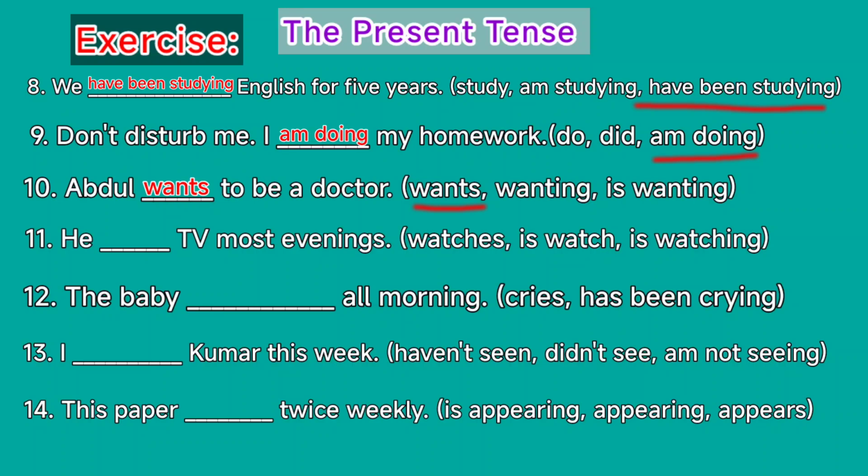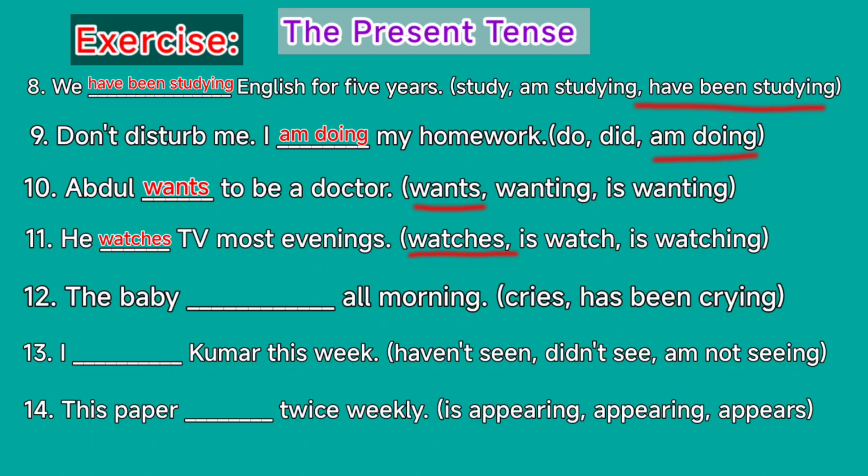The next one, he dash TV most evenings. Many evenings, most of the days, evenings, he does this work. So is watching is the present happening thing, but he says that most evenings mean every time happened thing. Every time happened things can be expressed in simple present, right? So watches is the right one, right? He watches TV most evenings.